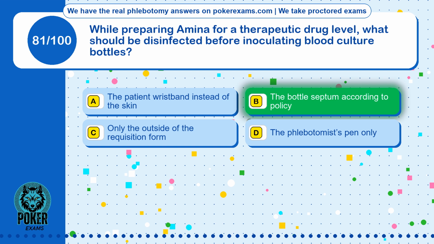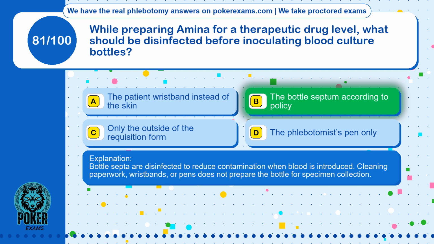The correct answer is option B. The bottle septum according to policy. Bottle septa are disinfected to reduce contamination when blood is introduced. Cleaning paperwork, wristbands, or pens does not prepare the bottle for specimen collection.